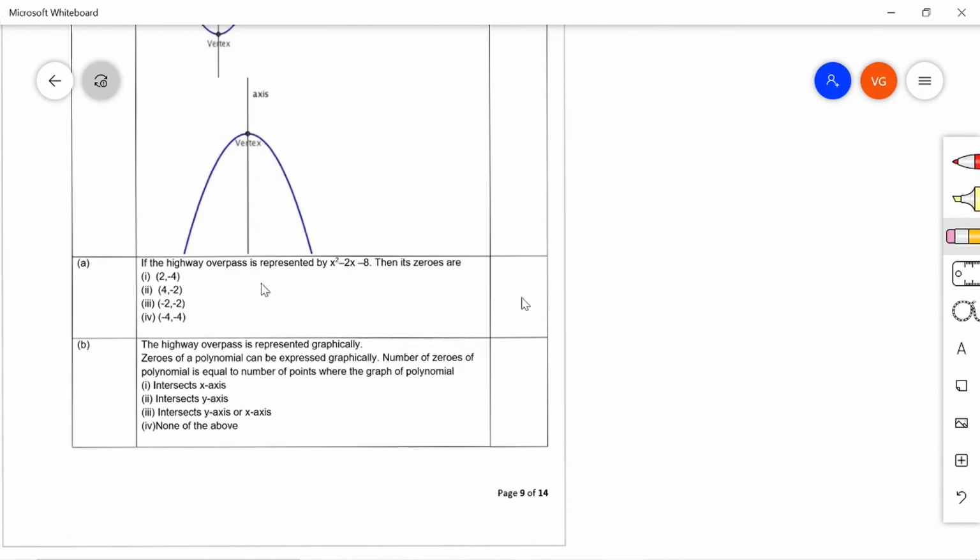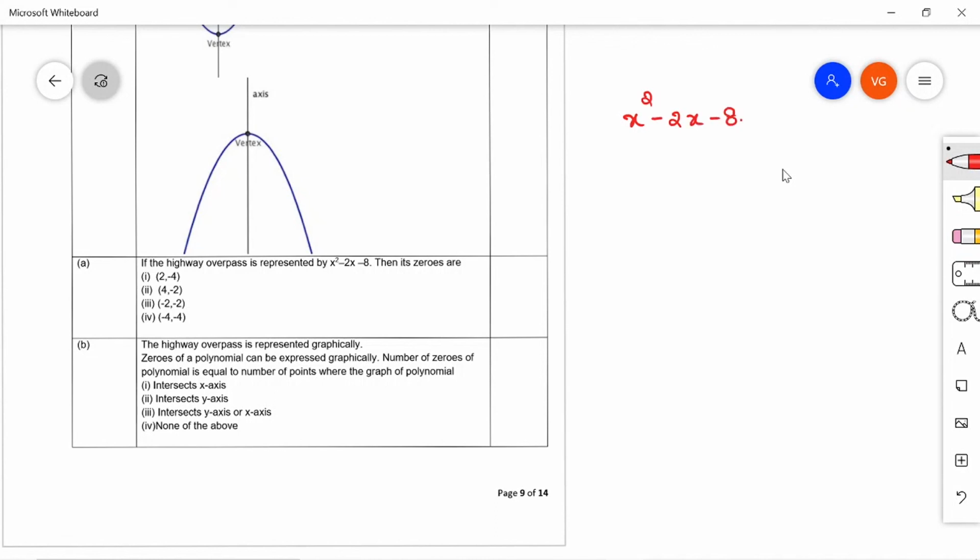Coming to part A in question number 19. If the highway overpass is represented by x square minus 2x minus 8, then its zeros are. So again for this question, nothing to do with the case study. Directly you know how to solve this quadratic equation. So take it, that is x square minus 2x minus 8.